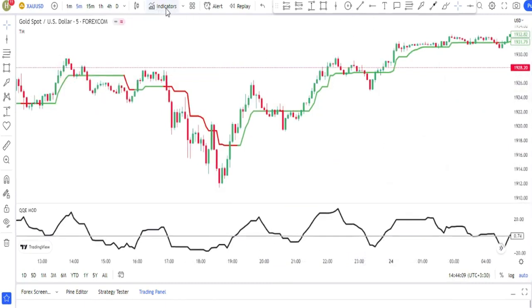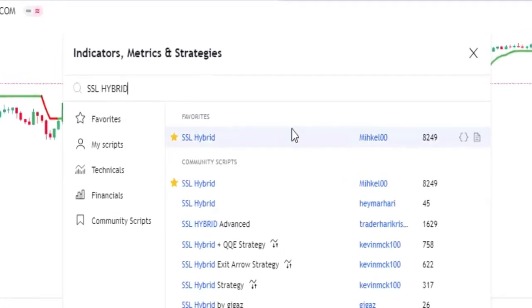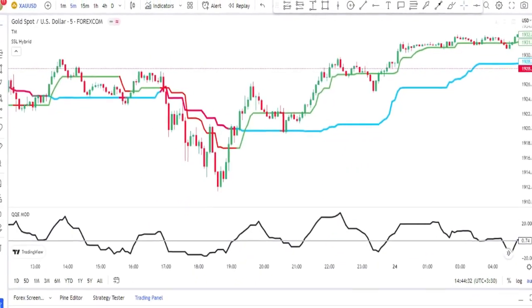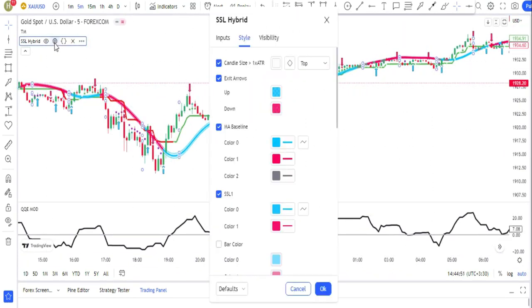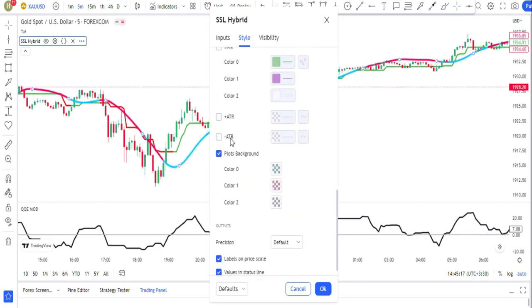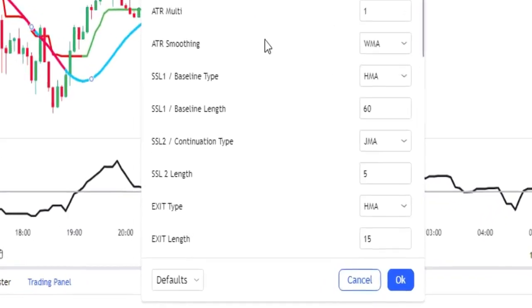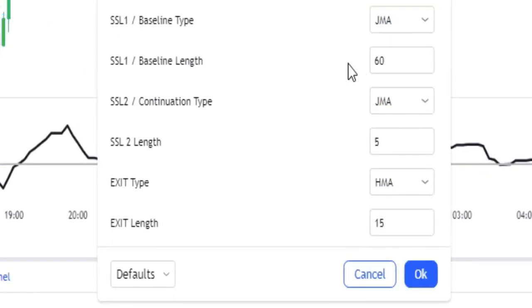Now to complete the strategy and turn it into a money-making strategy, we need to add the third indicator called SSL Hybrid to the chart. Now let's set this indicator. Therefore, in the Style tab, disable all options except for MA baseline. Then in the Inputs tab, set the baseline type to JMA and change the baseline length to 200.